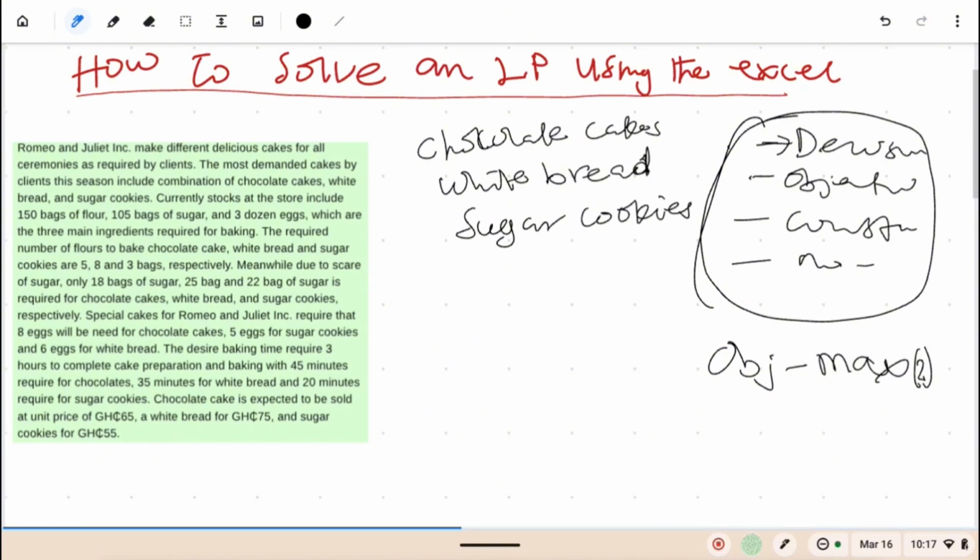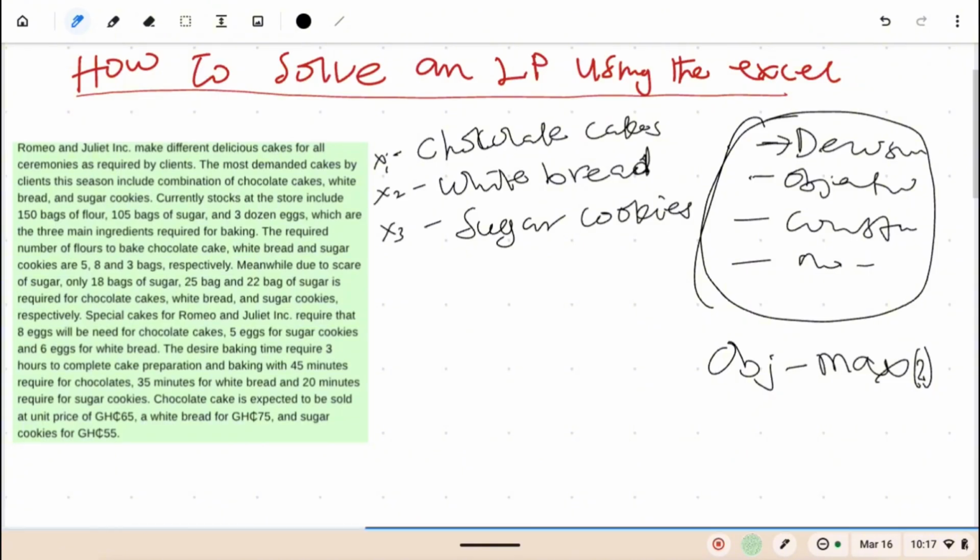So in our previous video, we said the decision variables represent them, that's why we said decision variables. So we represent these things that they produce by a variable. Normally we say let x1, x2, and x3 represent these goods that they produce. So we say let x1 represent the chocolate cakes, x2 represent the white bread, and then x3 represent the sugar cookies.